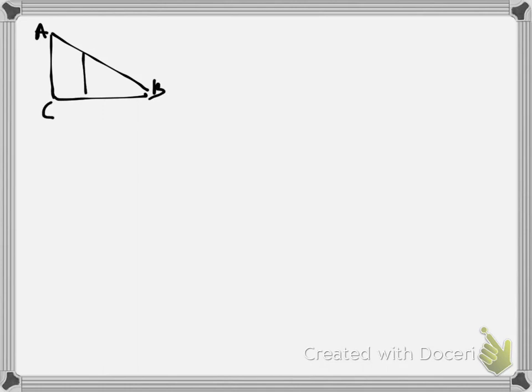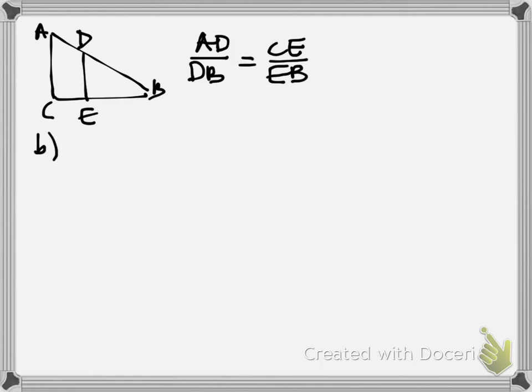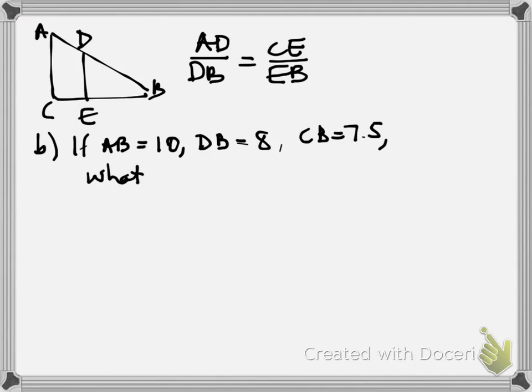A, B, C, D, E, and we've got AD is to DB as CE is to EB. So that's all of our given. What if we're told that the length of AB is 10, the length of DB is 8, and the length of CB is 7.5, what is EB? So this kind of goes back to one somebody asked me about from last night's homework.